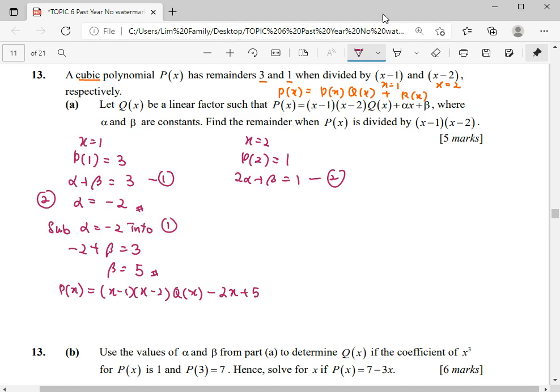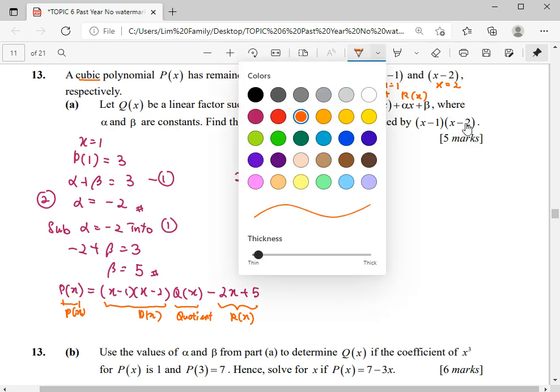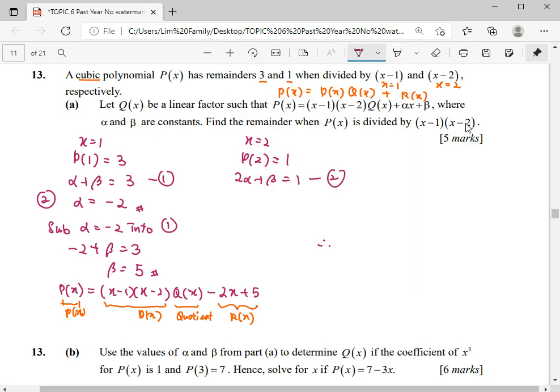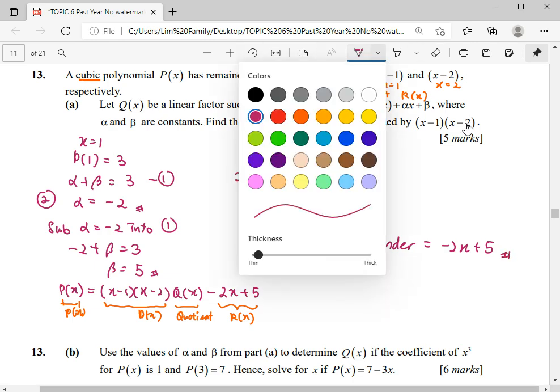What is our remainder? You can see in the form, this is our polynomial. This part is our divisor, because it said polynomial divided by this factor. So this part will be our quotient, and this part will be our remainder. So therefore our remainder here is equal to negative 2x plus 5.